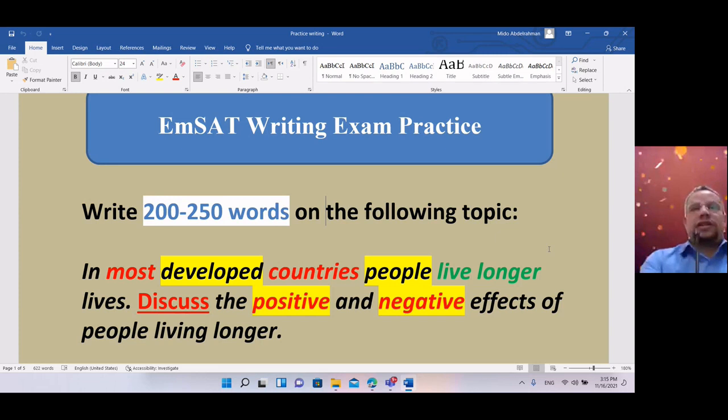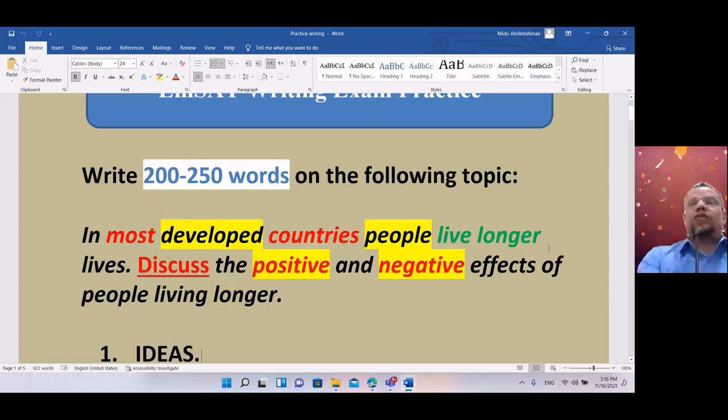Let's see now. I also have positive and negative. Positive and negative means we have advantage and disadvantage. And the writing question is always about negative, or advantage and disadvantage. Let's see the answer now.